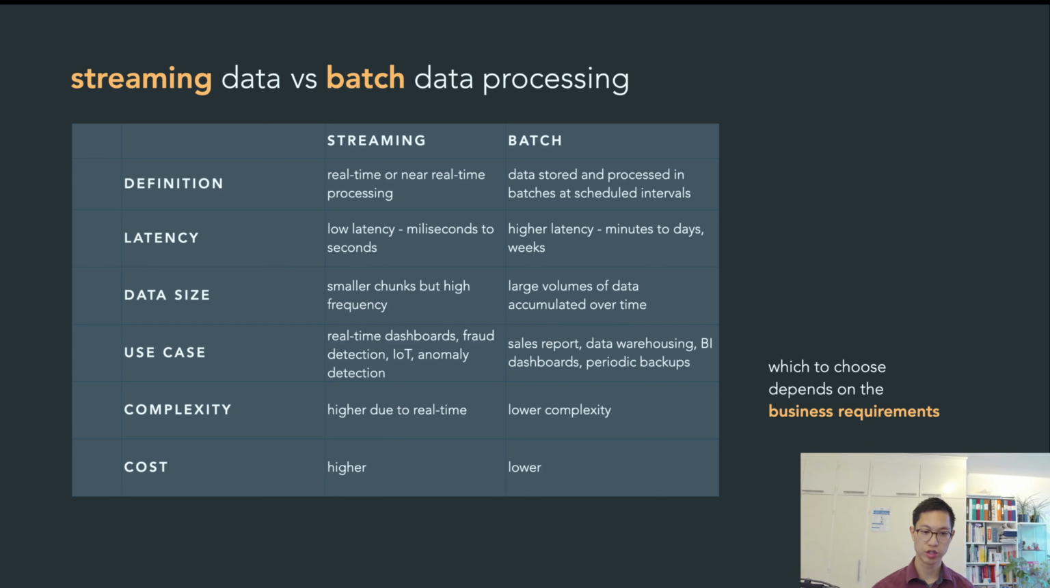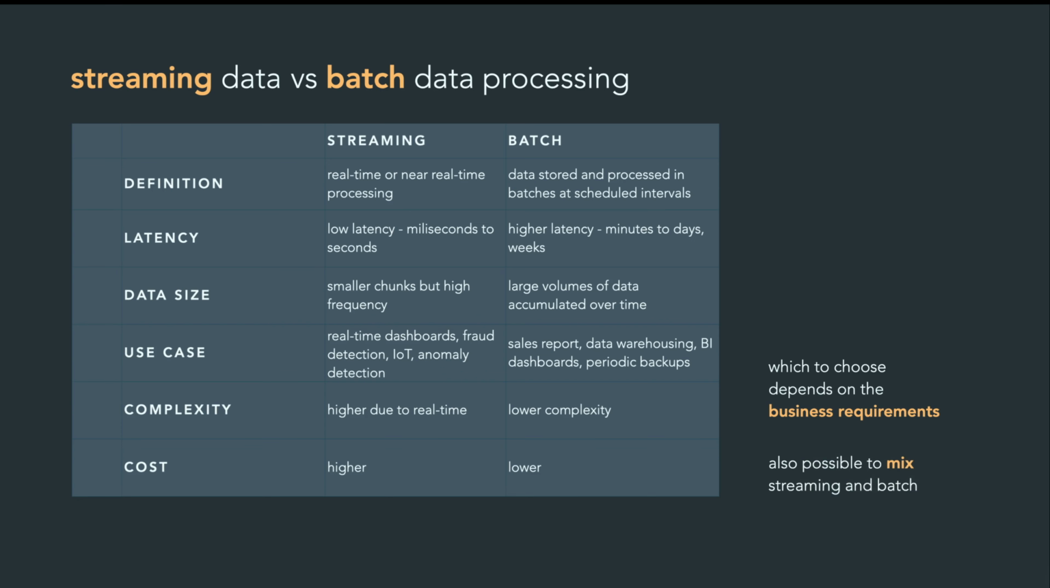But which should you choose, streaming or batch? It depends really on the business requirements. And also, it's possible to mix between streaming and batch.